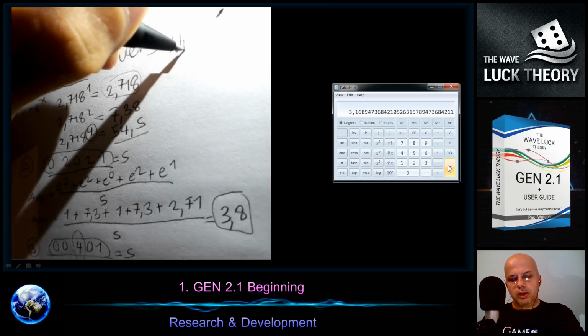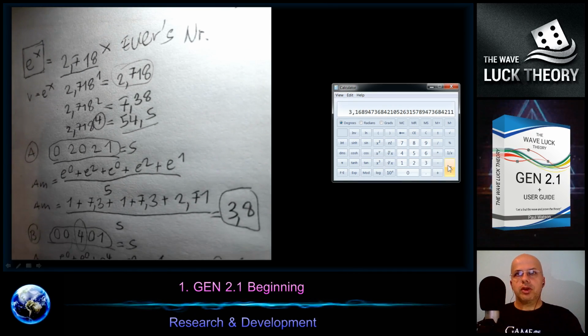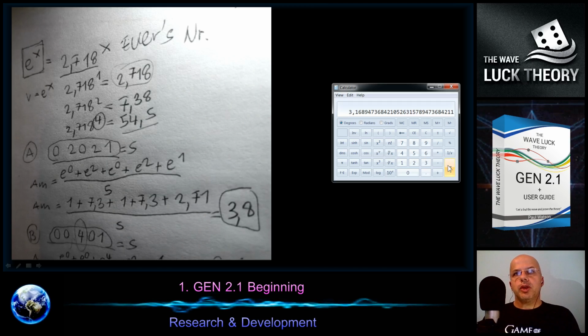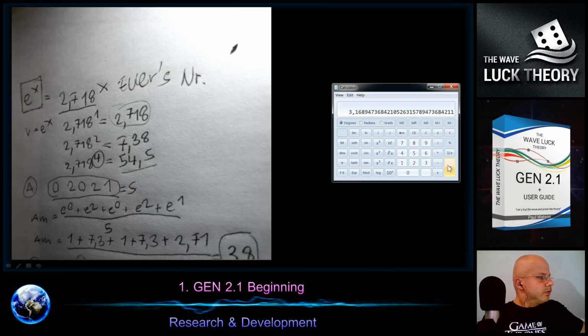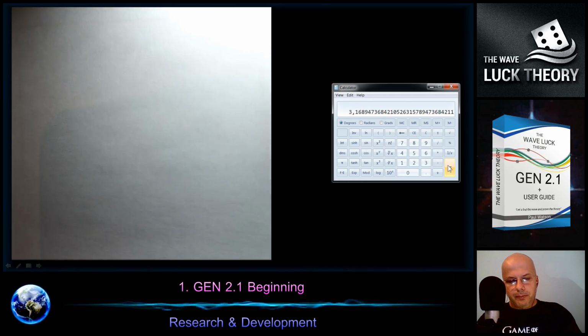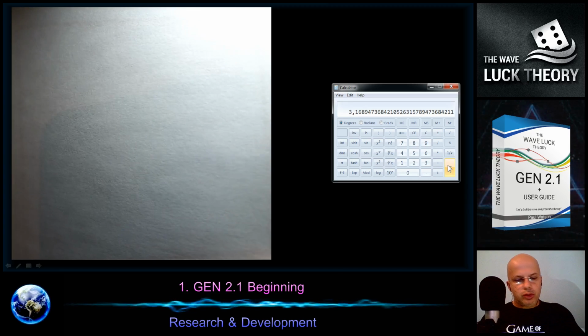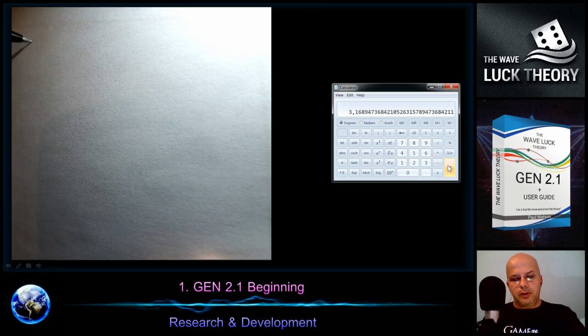Euler's number. That's what I plan to use. That's the second method. And the third will be to use the factorial, which is written like here, with the exclamation mark.